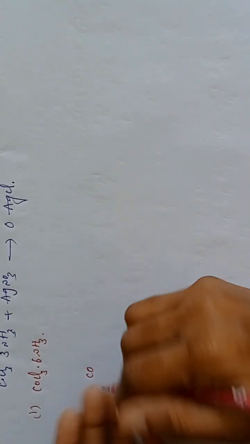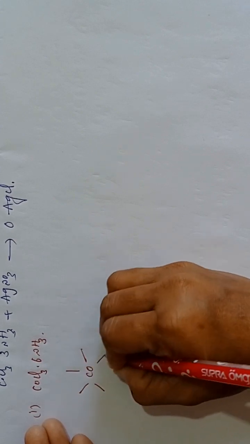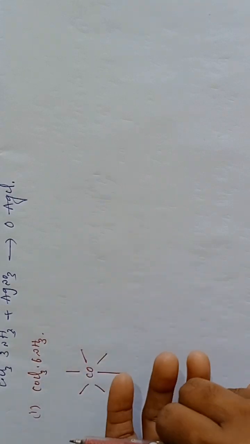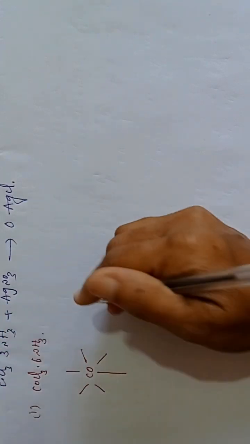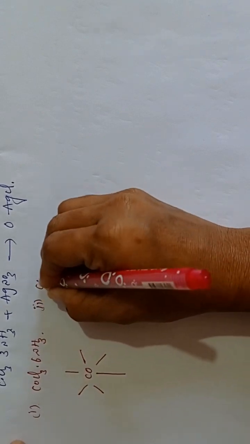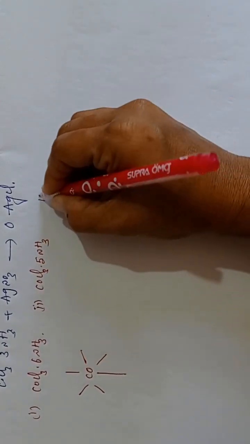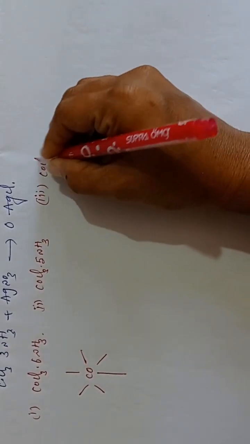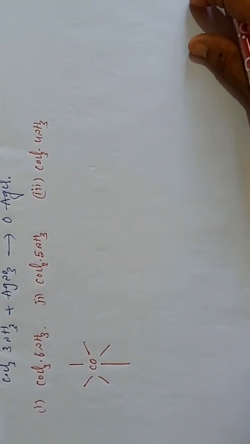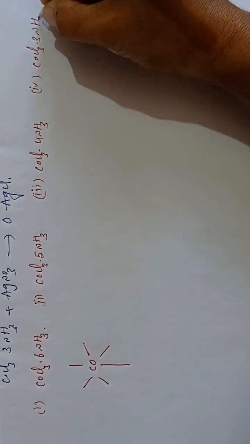Around the central metal atom I am taking 6 bonds, coordination number 6. Okay, coordination number 6, CoCl3 with 6 ammonia. Here also I am taking the second compound, CoCl3 with 5 moles of ammonia. Next, third compound, CoCl3 with 4 moles of ammonia. Next, fourth compound, CoCl3 with 3 moles of ammonia.